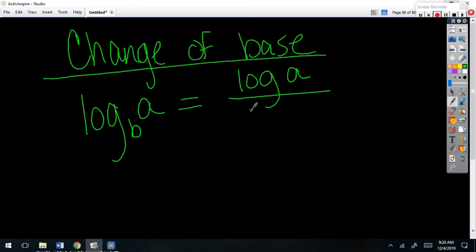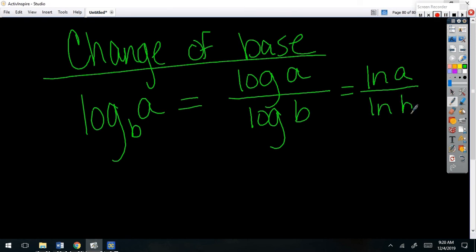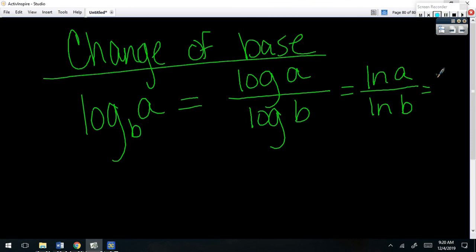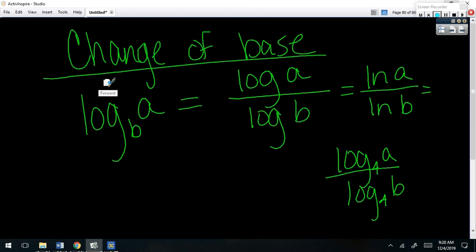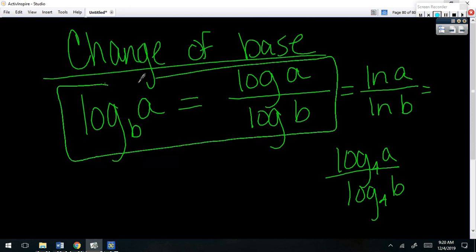So I'm going to do a common log here, this way. It doesn't matter what base you use. You could use base 4. It just doesn't matter. But this is convenient because your calculator does base 10. So I can calculate any log using that formula. So I'll show you real quick on your calculator and I'll be done, I promise.